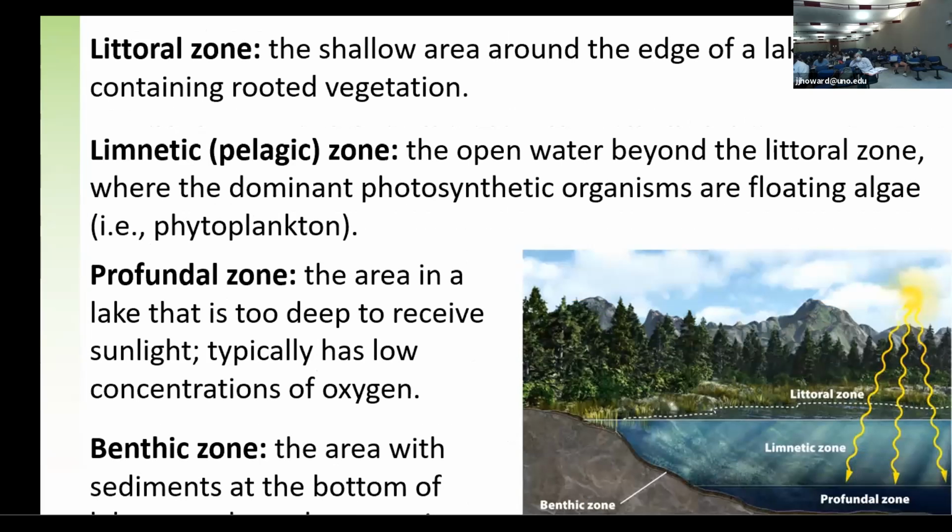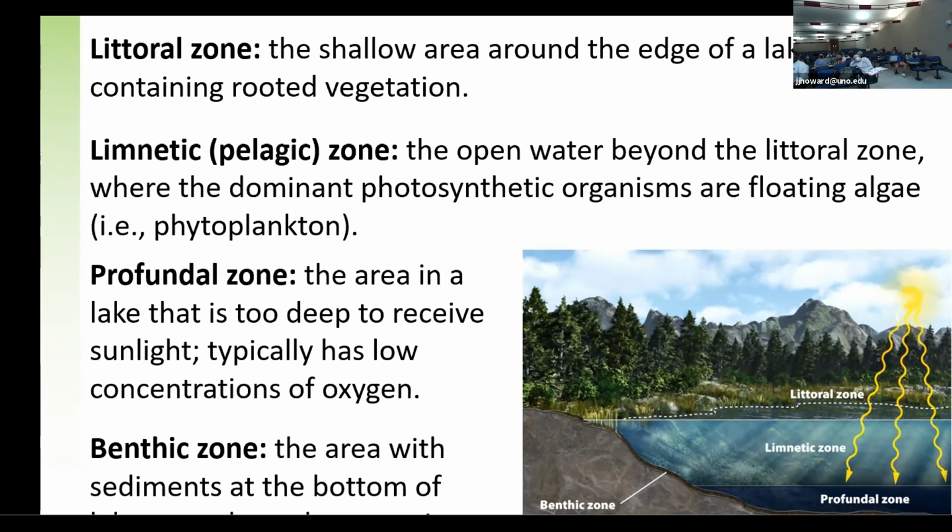Now, there are zones in lakes and streams, and we're going to introduce some terminology that will replicate as we talk about ocean basins also. So first is the littoral zone. This is where you have emergent plants like reeds that grow up out of the water into the air. Okay, then you have a limnetic zone, which is the open water. So this right here is littoral, and you have rooted plants along the edge of the body of water that grow up into the air from under the surface.